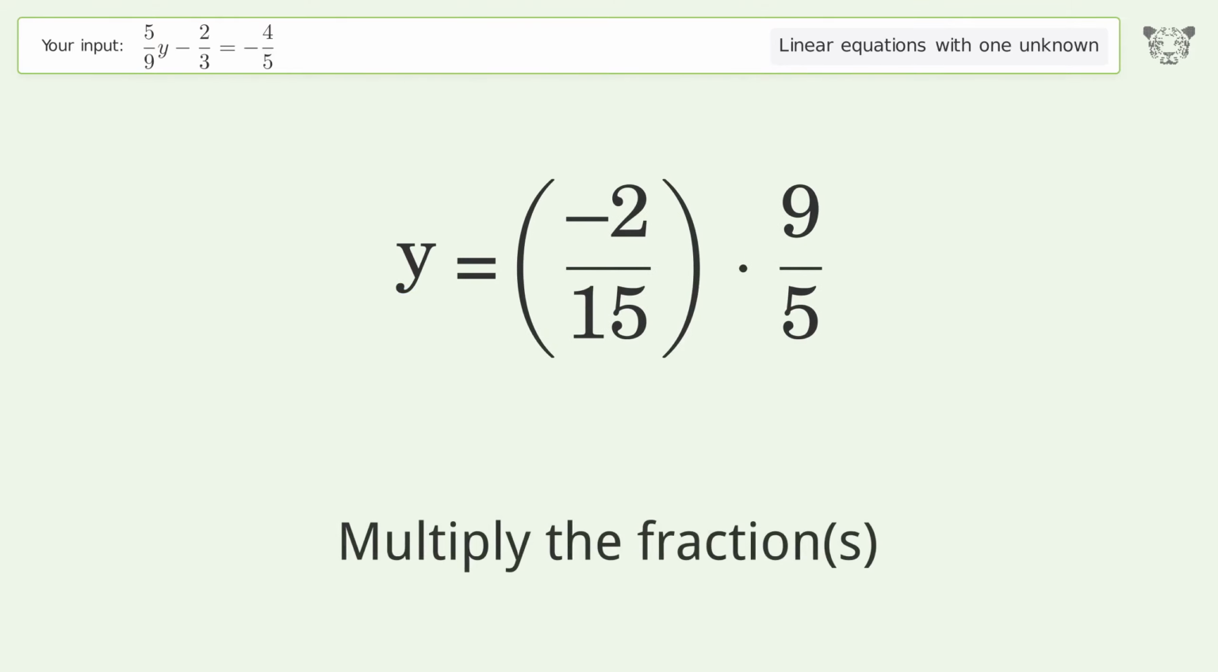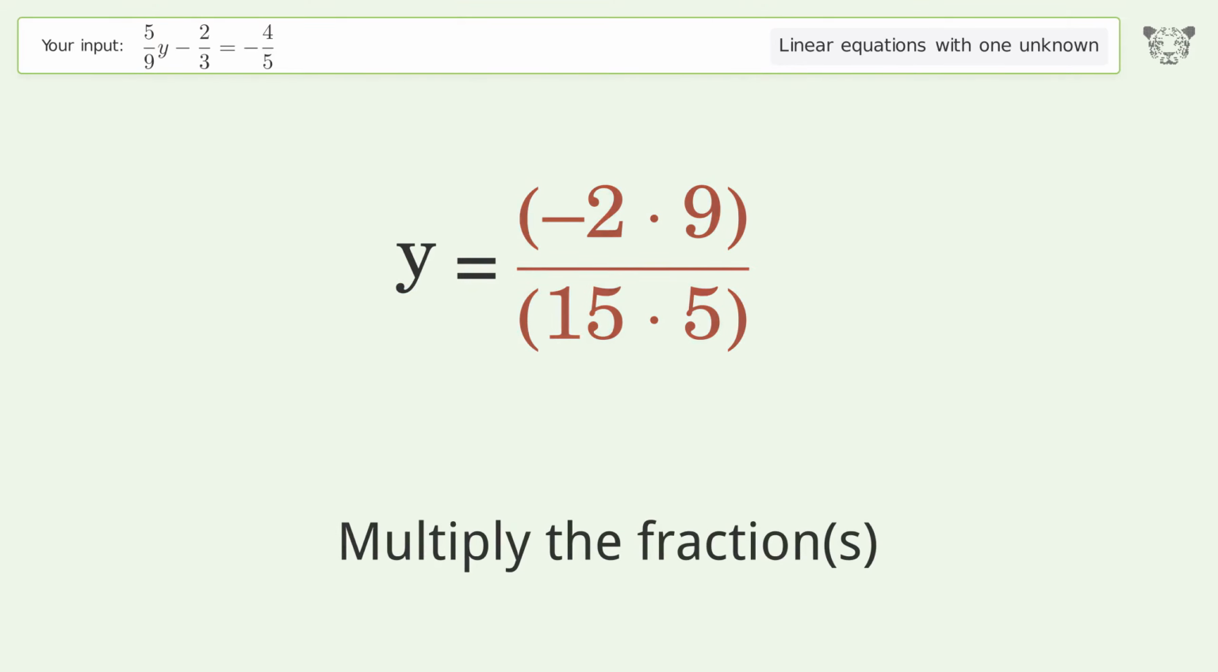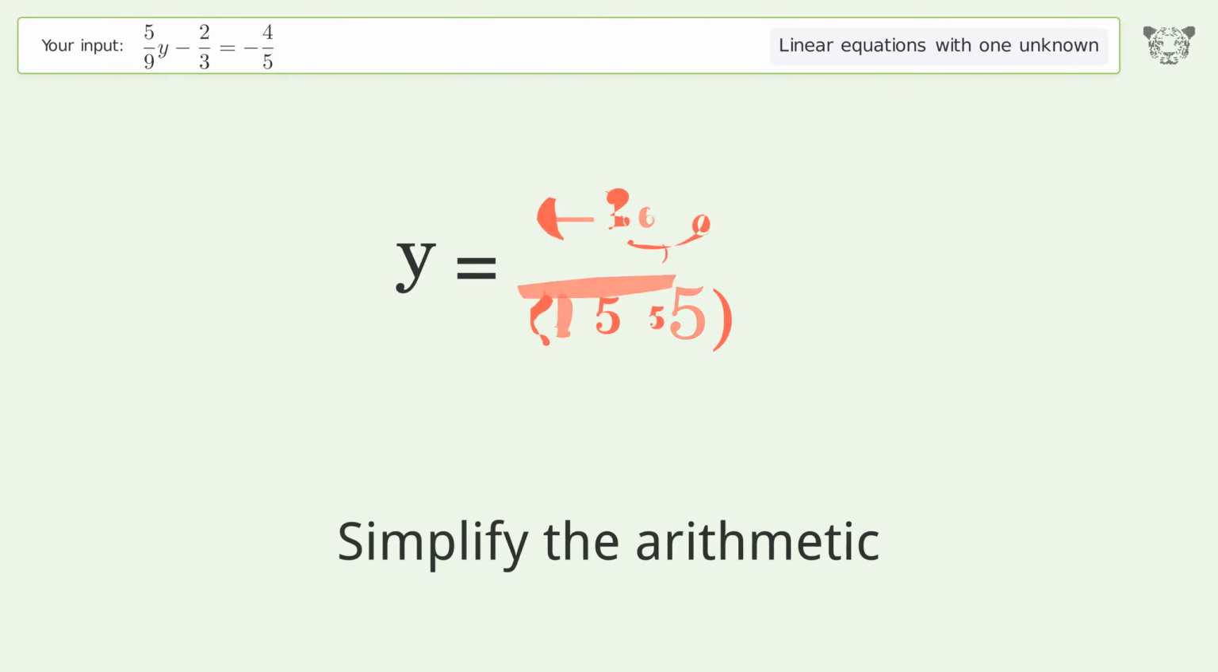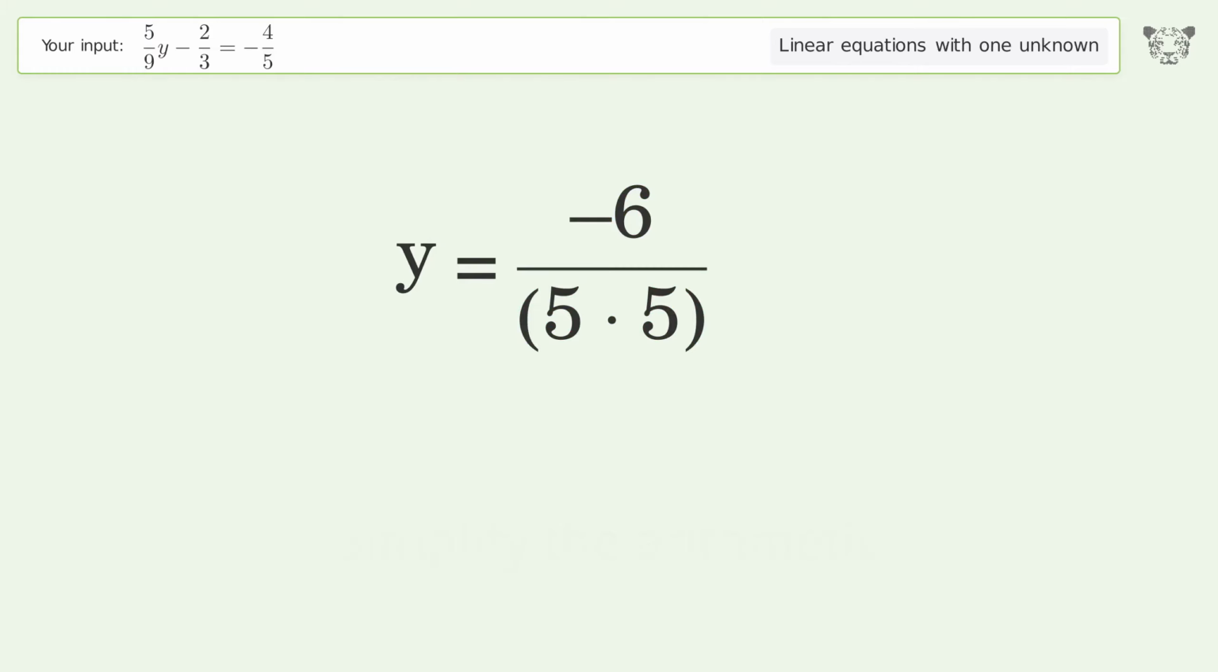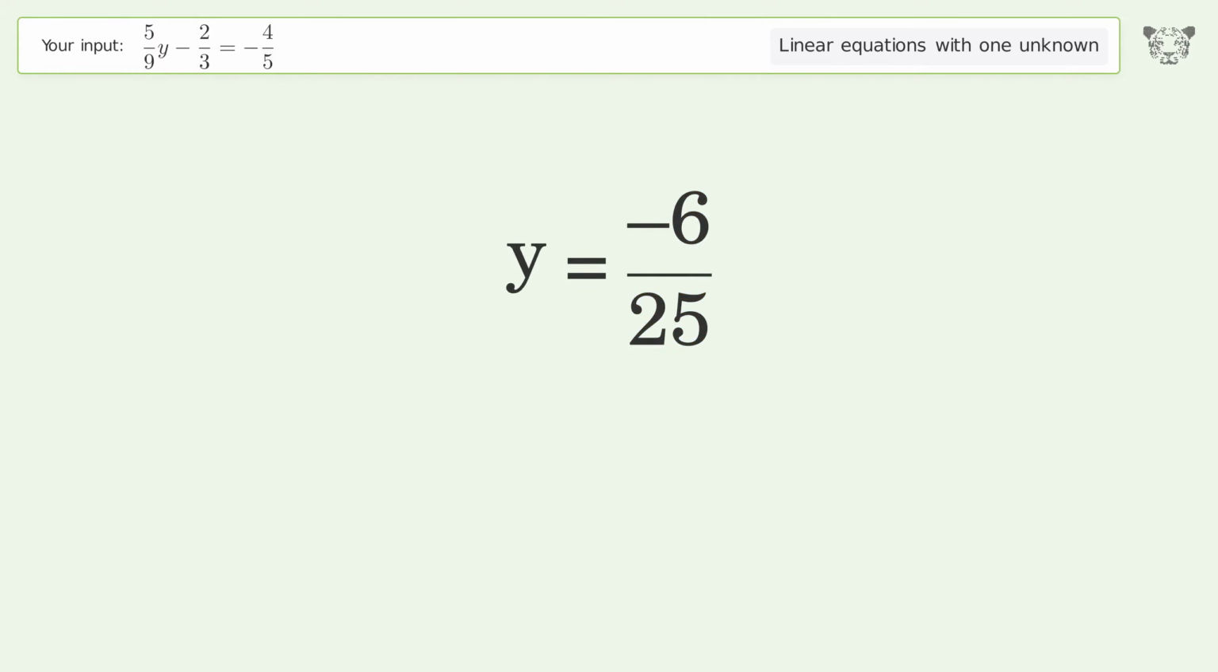Multiply the fractions. Simplify the arithmetic. And so the final result is y equals -6/25.